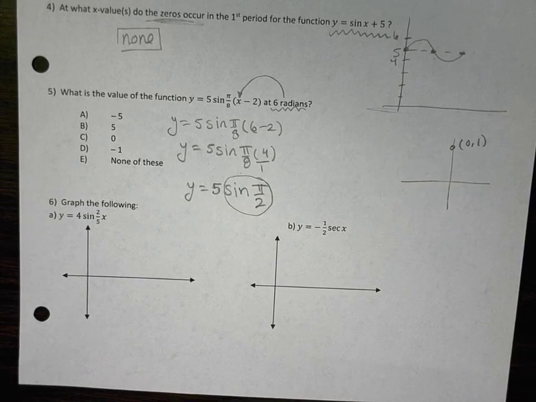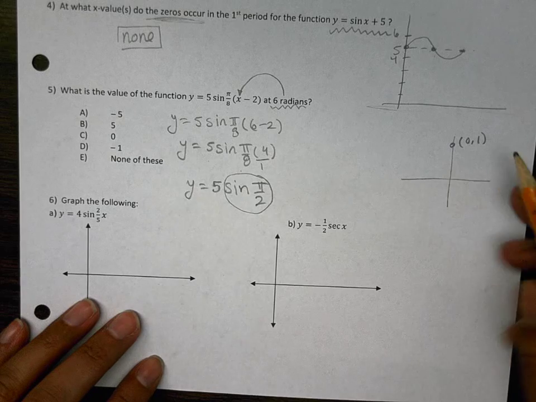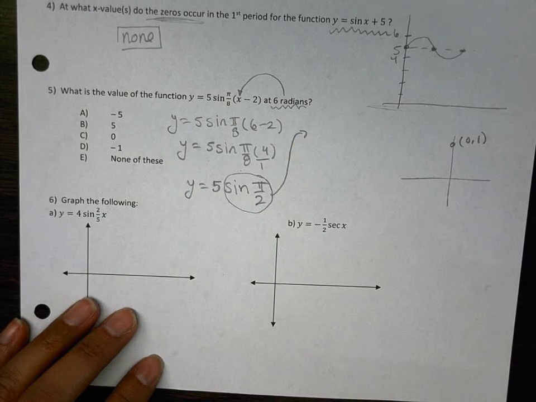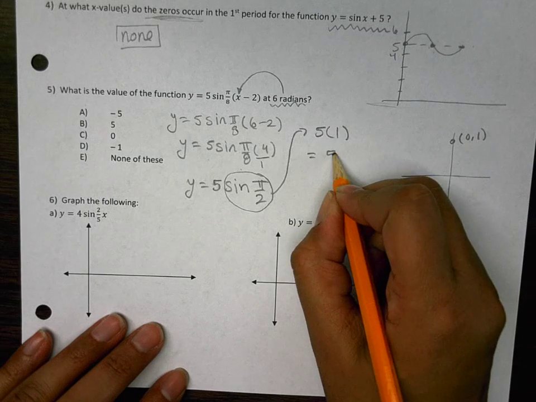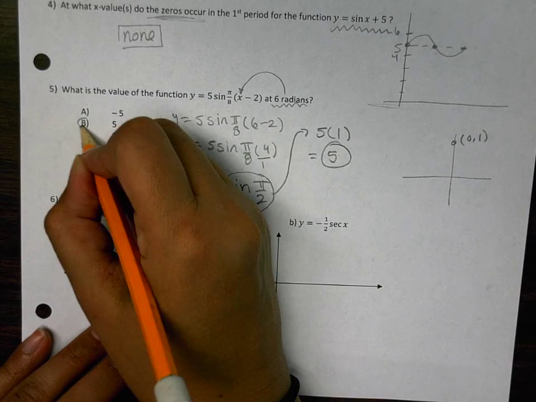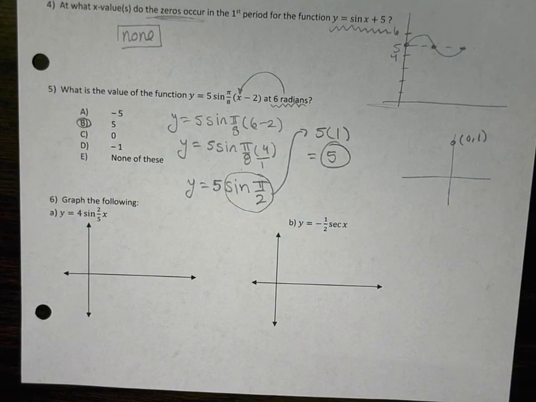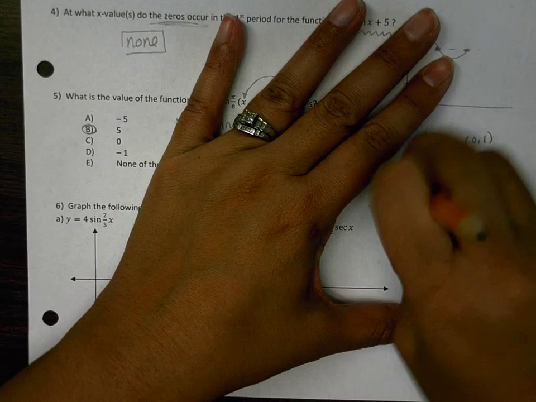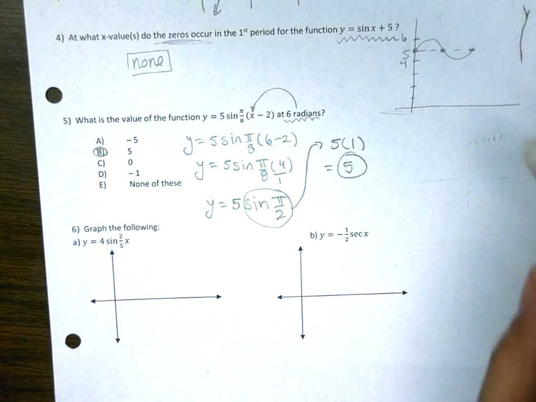All right. What is sine of pi over 2? 1. So 5 times 1 is 5. So that is letter B. Are we good? Does anybody want to see it graphically? Yes. Okay.